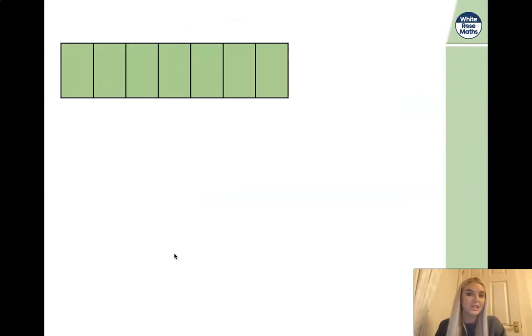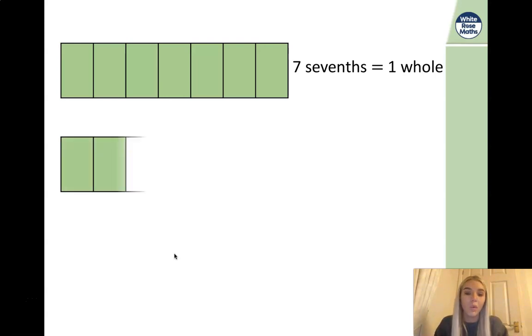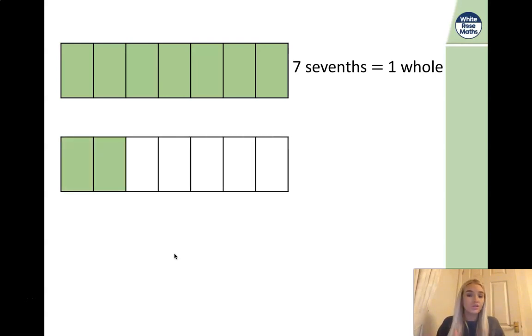Now, if I showed you a different way and I had my 7/7, I can see this is one whole because my whole bar has been shaded in. It has all been used. Whereas this bar does not represent a whole because it has not all been used. So this just represents 2/7. It doesn't represent one whole. It would if I had 7 more sevenths in that bar, but because I don't, it's not a whole.